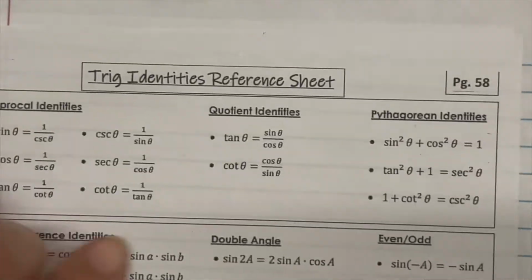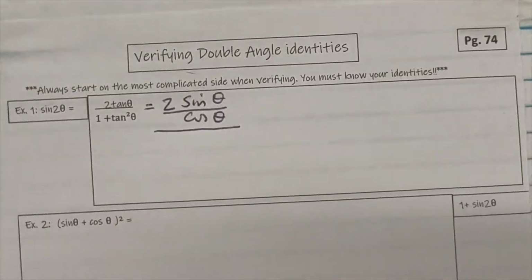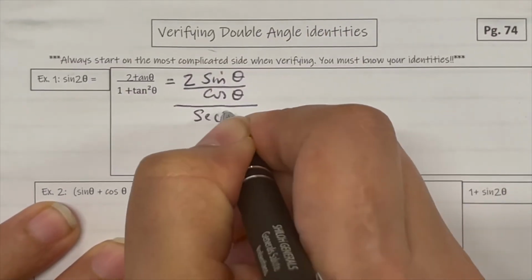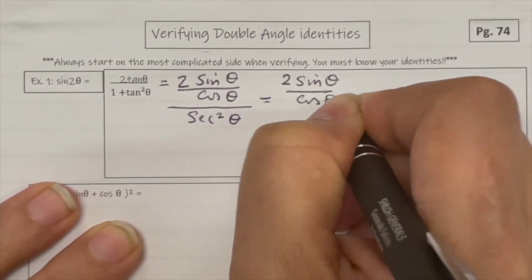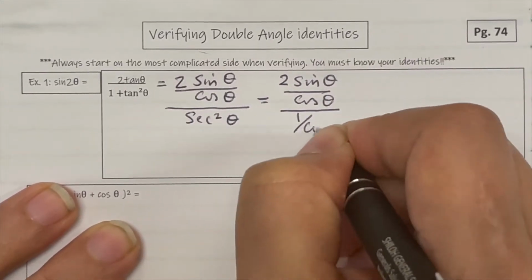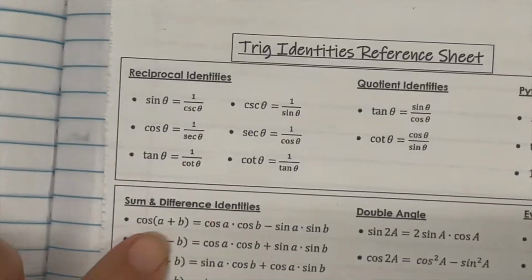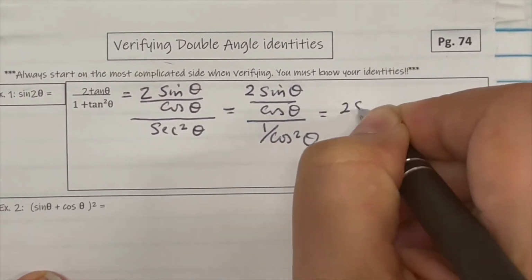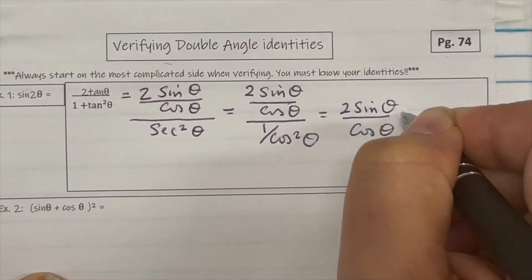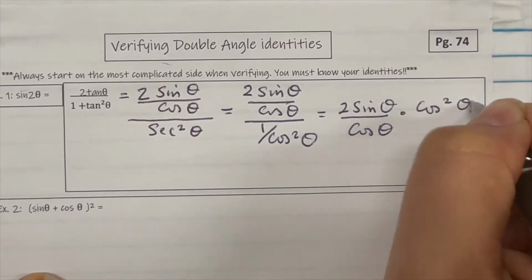So again, make sure you're going back to your formula sheet and looking. So that's going to be secant squared. All right, so the top is going to stay the same, and then I can expand secant squared. I know secant squared is 1 over cosine squared. And again, you have to get good at knowing these formulas. All right, we're going to keep, change, and flip. So keep the top, change division to multiplication, flip the bottom.